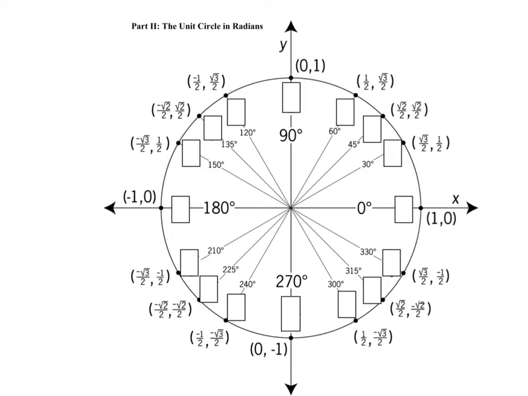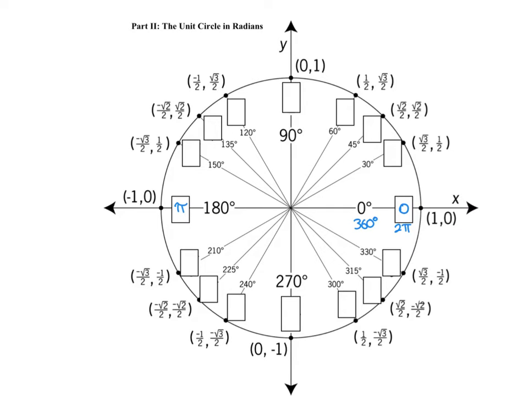Now for our angles in radians. First we're going to start with 0 radians, which is the same as 0 degrees, and a half circle is pi radians. If you did another half circle around in the counterclockwise direction, you would get 2 pi radians, which is the same as 360 degrees or a full circle.